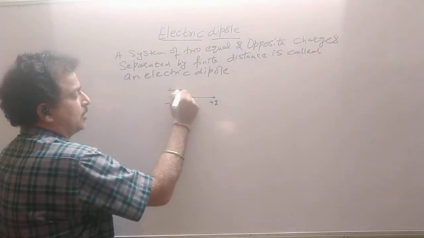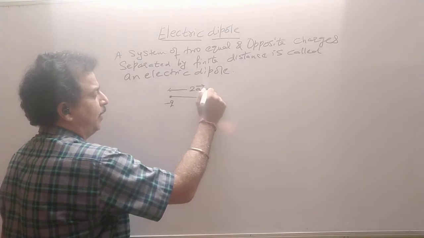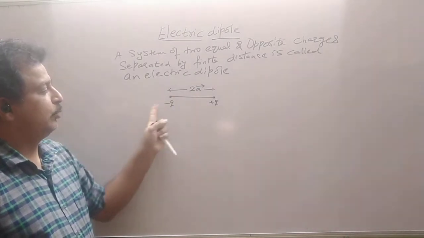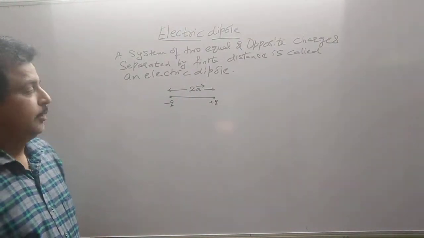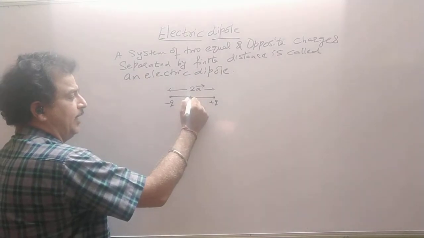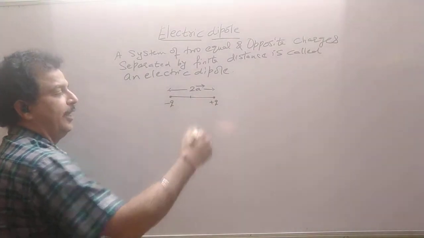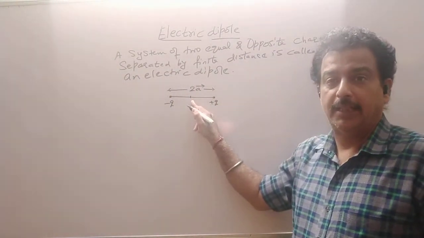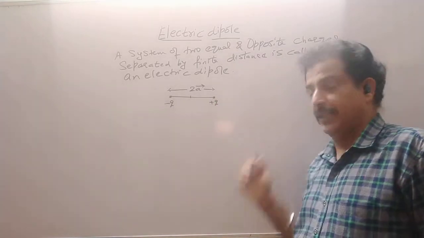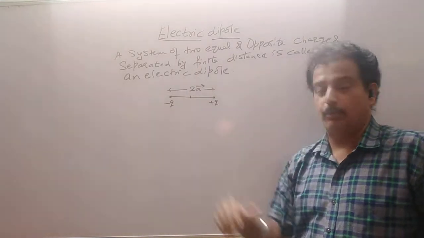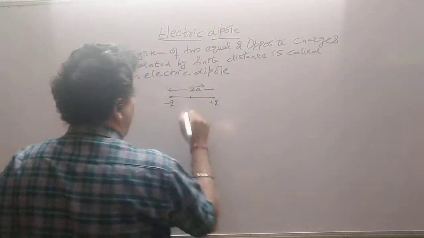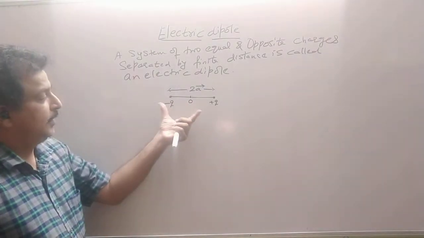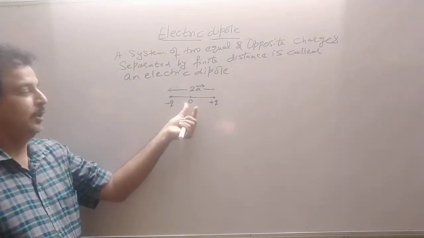The distance between the charges of the dipole is generally represented by the 2a vector. Now why do we represent this separation by the 2a vector? Because we will see that whenever we want to place a dipole in an electric field, its midpoint will be kept at the origin. So this side distance will be taken as positive and the distance to the opposite side will be taken as negative, where this midpoint is denoted by O.